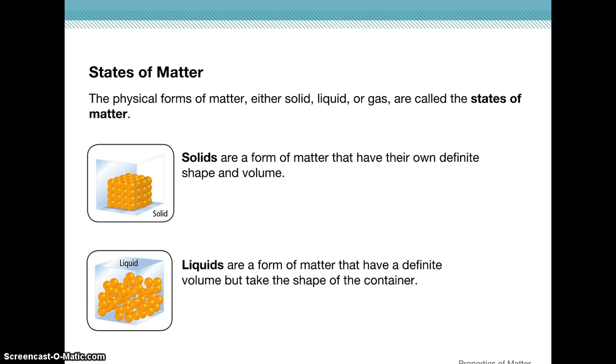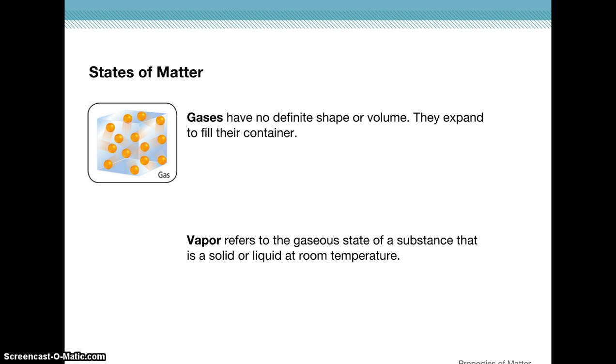And we're going to be looking throughout the year at substances and what they're made of and how they interact with each other. So to review quickly the three states of matter: solid, liquid, gas. Solids are a form of matter that have their own definite shape and volume. Liquids take the shape of their container, but they have a definite volume. And gases have no definite shape or volume. They expand to fill their container.